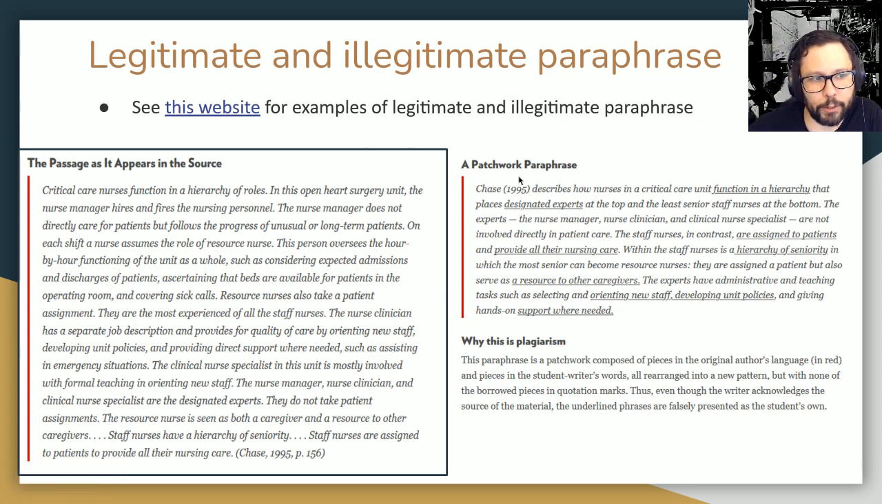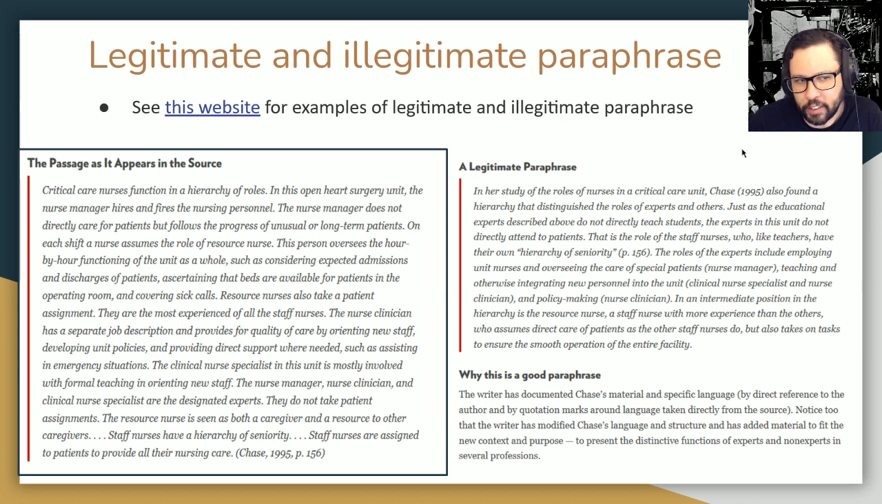Notice in the patchwork paraphrase right here at the front, it says Chase 1995. So in some sense, they are attributing to the original author, but they're not making clear that all of these passages are taken from the original author. They're suggesting that the information is taken from the original author, but in fact, the entire paragraph structure, including many of the key phrases, is taken from the original, and that's not clearly indicated in this paragraph. Right, so this also counts as plagiarism, and this kind of patchwork plagiarism is the sort that I'm very frequently finding students in my classes committing.